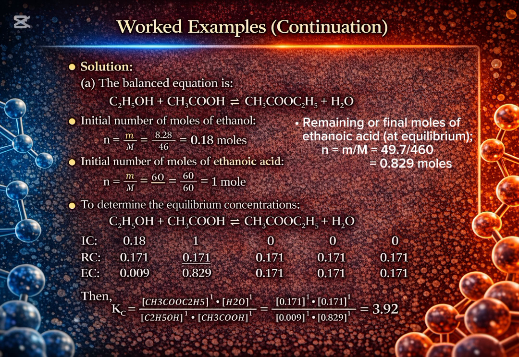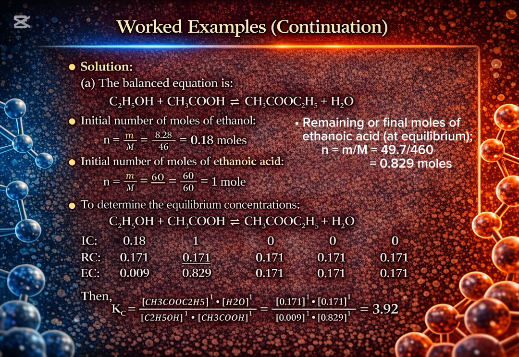So the initial number of moles of ethanol will be 8.28 divided by 46. That is the mass of ethanol divided by the molar mass of ethanol, and it gives us 0.18 moles of ethanol. So we've converted that mass of ethanol to number of moles, which is our initial concentration. Then we go to ethanoic acid. We also convert ethanoic acid to moles. So 60 divided by 60 to give 1 mole.